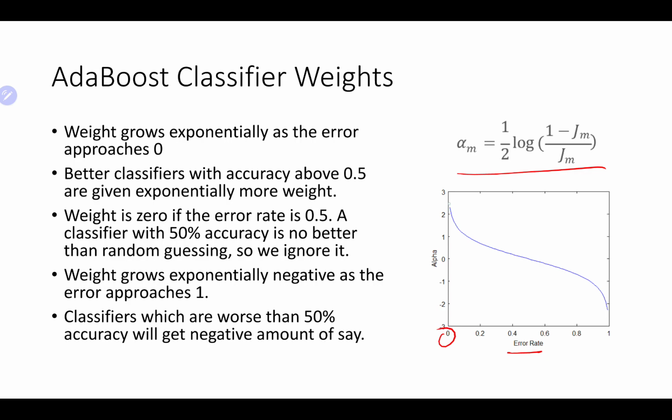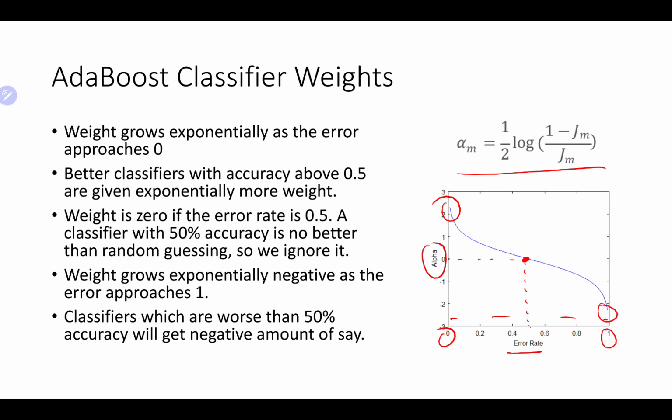At error rate 0, the weight is the largest, and at error rate 1, it's the lowest, as you can see. So better classifiers with accuracy above 0.5 are given exponentially more weight. So 0.5 is a critical point here. It's like the middle point. And at 0.5, the weight is 0. At error 0.5, the alpha value, the weight of the decision tree, is going to be 0, because a classifier with 50% accuracy is no better than random guessing, so we ignore it, right?